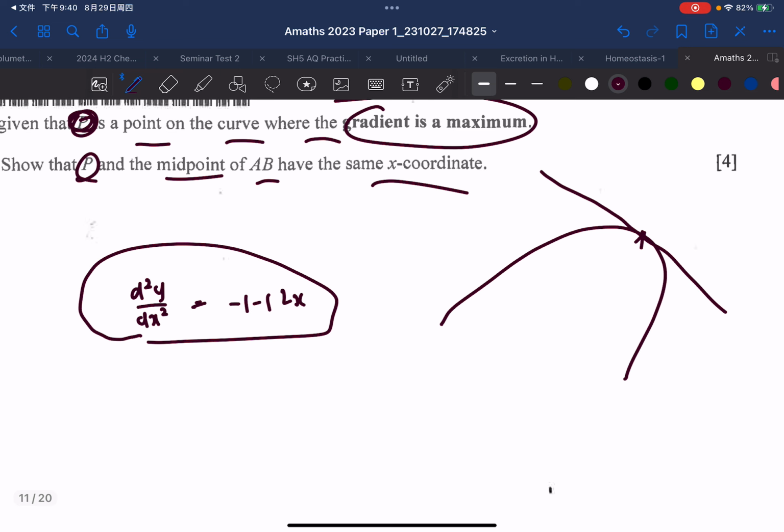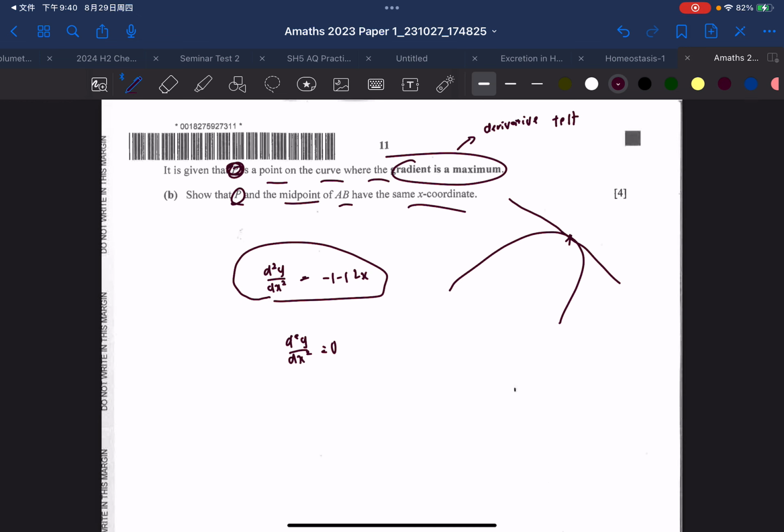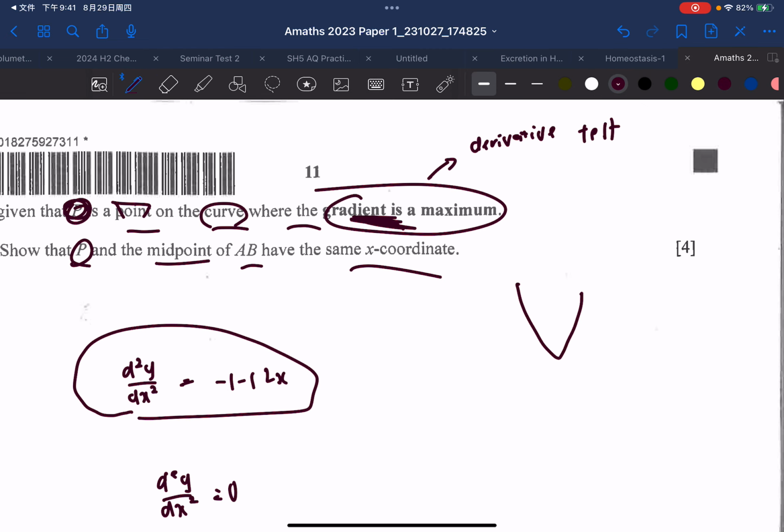Okay, so d2y/dx squared equals 0. You get why P is d2y/dx squared equals 0 or not? They say that point P is a point on the curve where the gradient is a maximum. So okay, if I draw out, my gradient maximum is here. So I know that my gradient is over here. My point is over here. Okay, can you see that my point is over here?